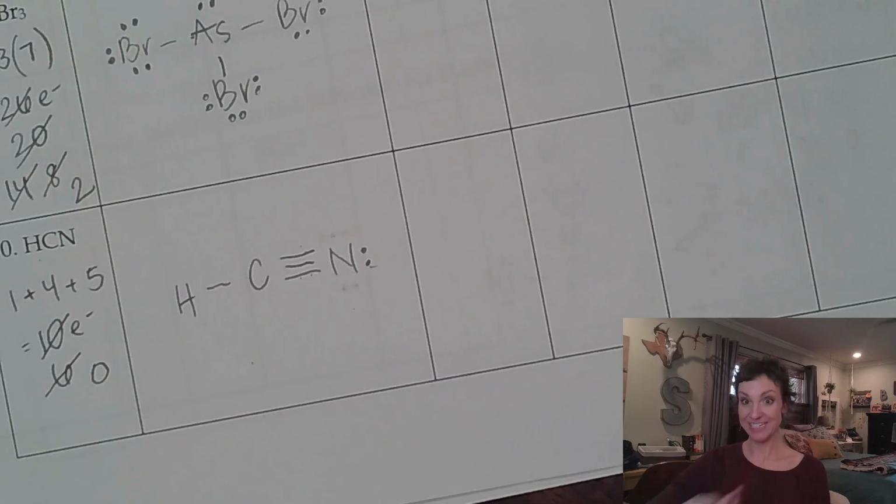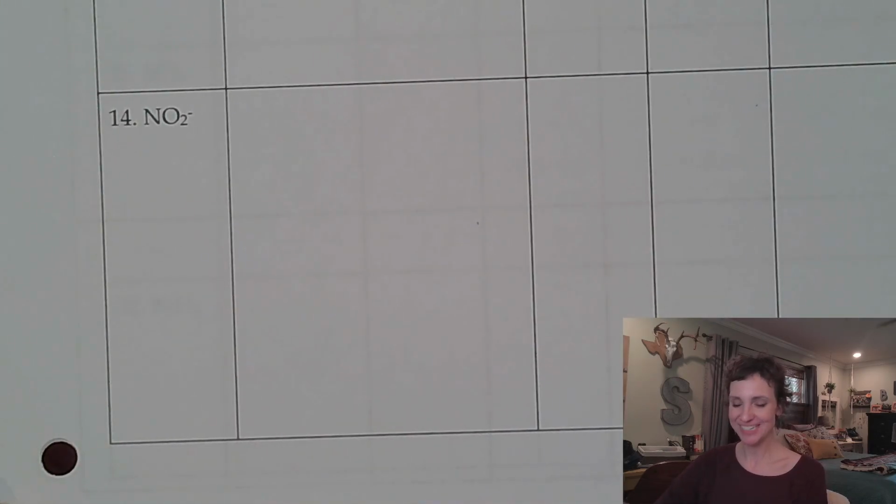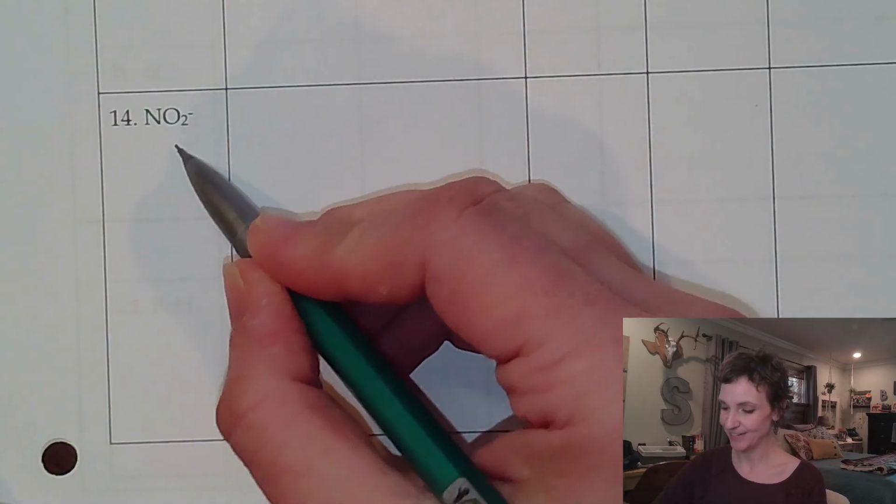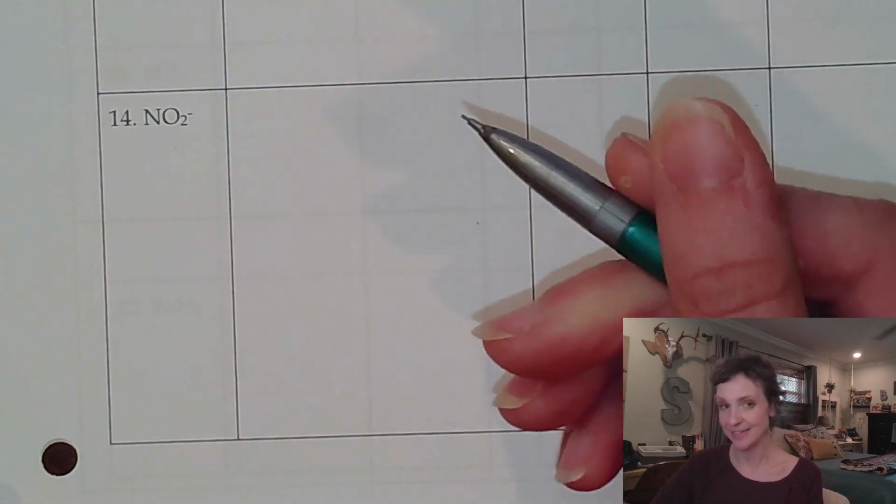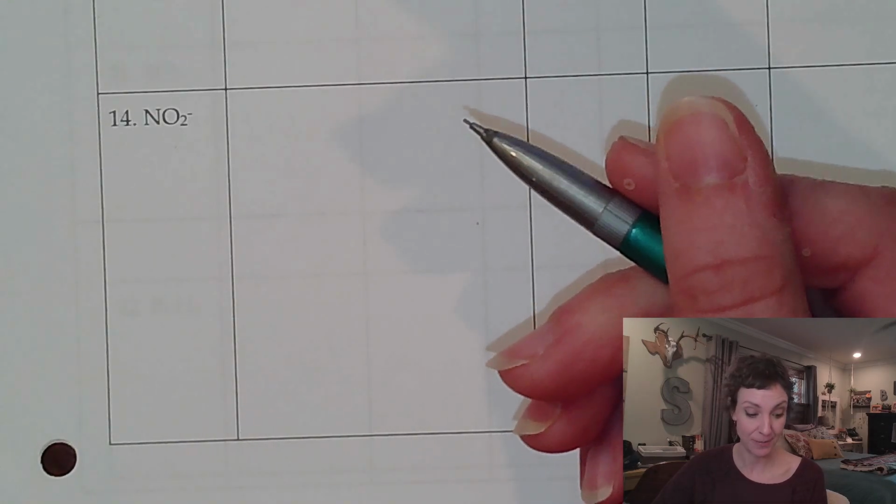Yes, I want to do number 14. So we're going to flip the page. And number 14 is all the way down here. We have a charged ion. This is, in fact, a polyatomic ion. This would be nitrite. So let's see how I can draw a Lewis dot structure for my nitrite.